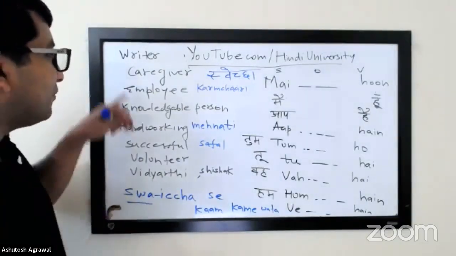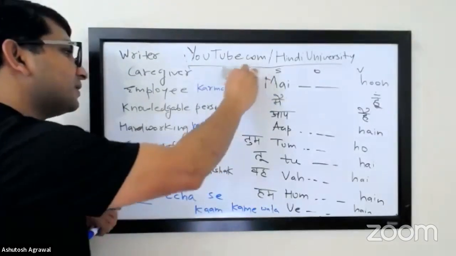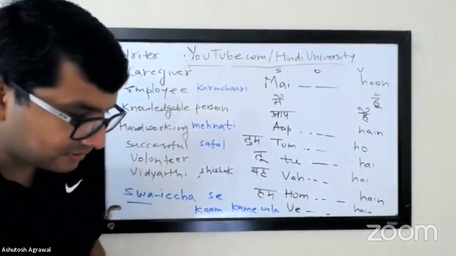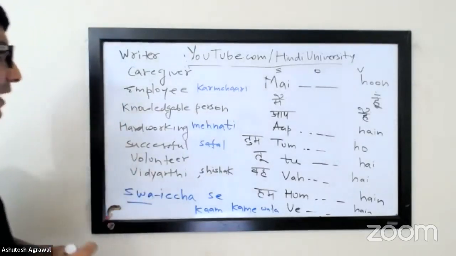स्वेच्छा से काम करने वाला. What about caregiver? Anybody would like to say? You can use wala for caregiver as well. Someone who देखभाल करने वाला. देखभाल करने वाला और देखभाल करने वाली. Okay, you can use that.